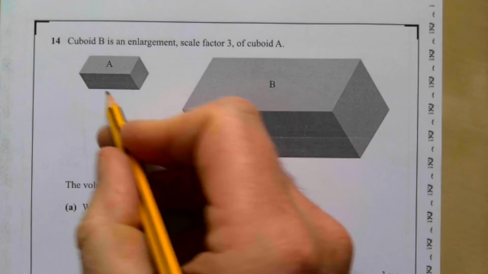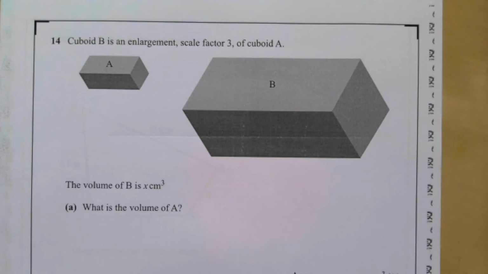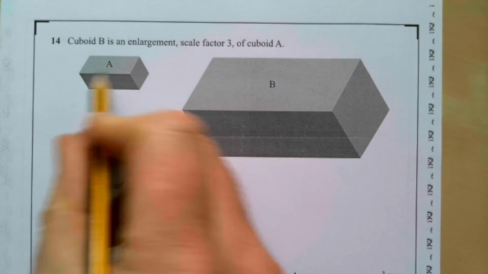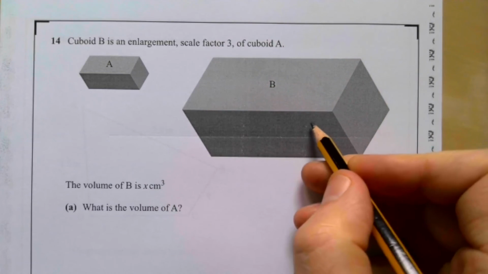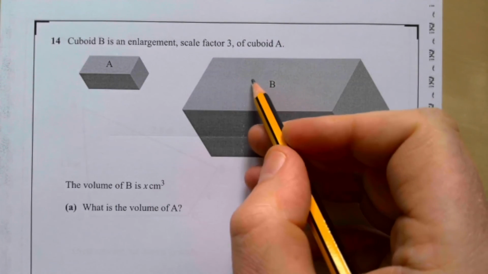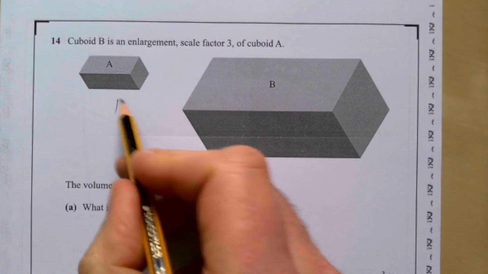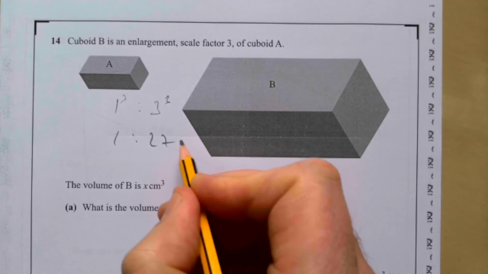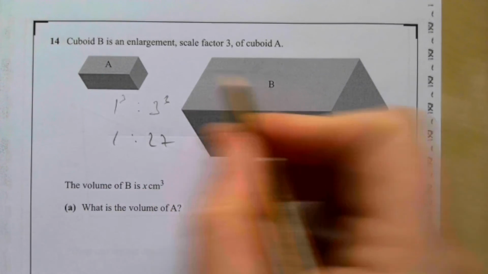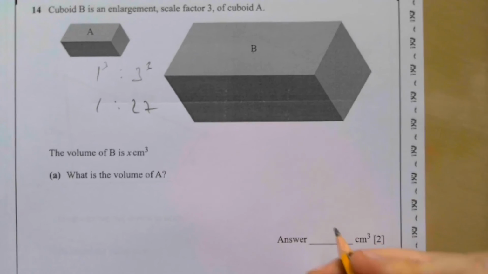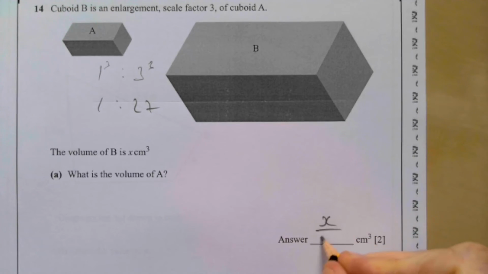Well, A is going to be smaller, and if it's scale factor 3, then the lengths are going to be, say if this is 4, then that would be 12 because you times it by 3. But because it's a volume and it's scale factor 3, it's going to be 1 cubed to 3 cubed. So that's actually 1 to 27. So if the big one is B, A is going to be 27 times smaller than that. So it's actually going to be X over 27.